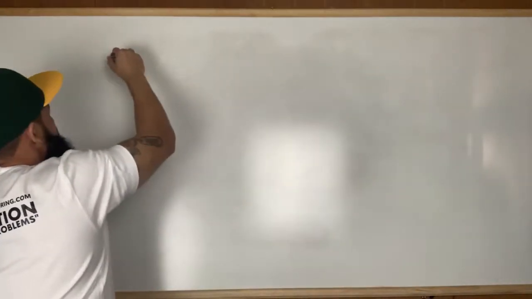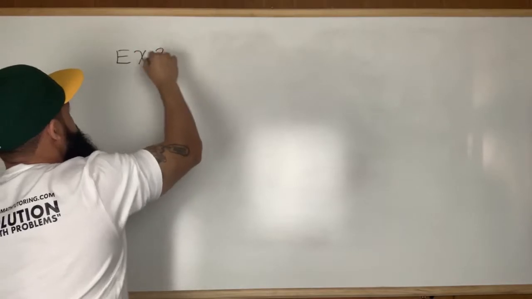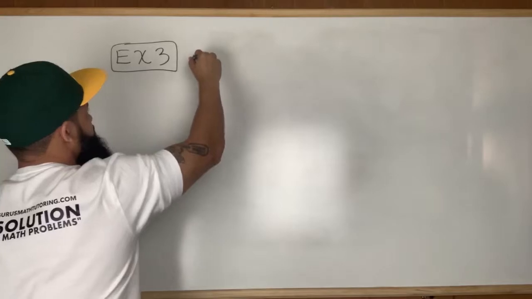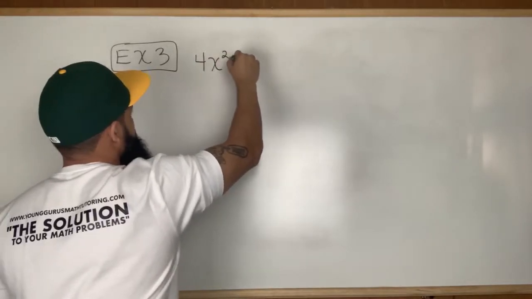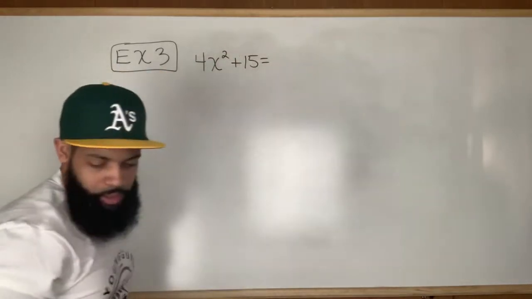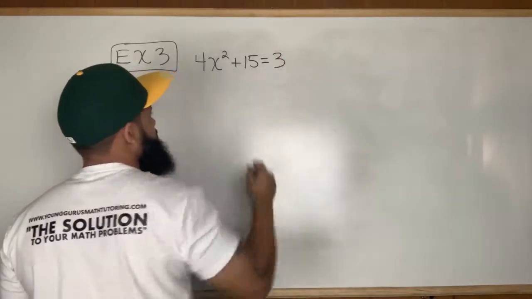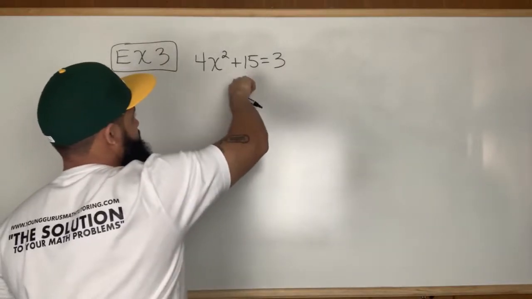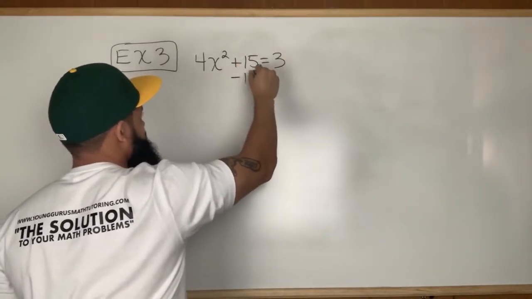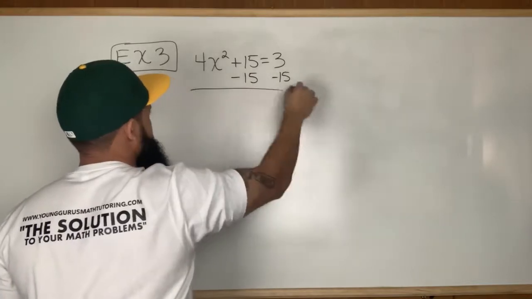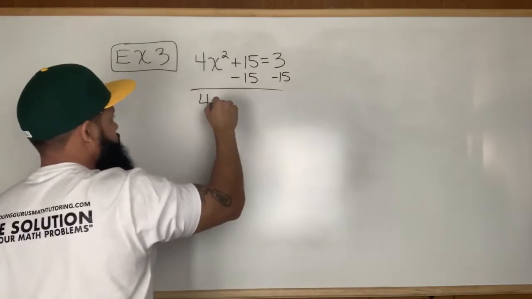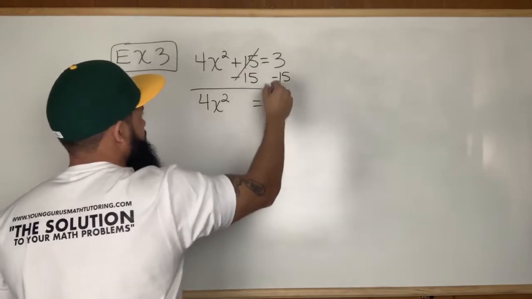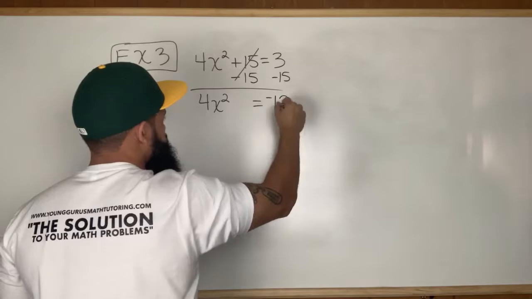Let's get this one and say example 3. I have 4x squared plus 15 equals 3. Okay, I need to get x by itself. So I'm going to take this 15 to the right side. So subtract 15 there. And I'm going to have 4x squared. Those will cancel because 15 minus 15 equals 0. Equals 3 minus 15 is -12.